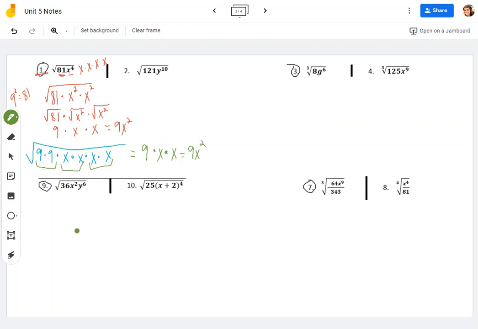So you can think about it in either of these ways. If you are struggling to see where those pairs might exist, it helps to write out all of the individual pieces like this blue one.